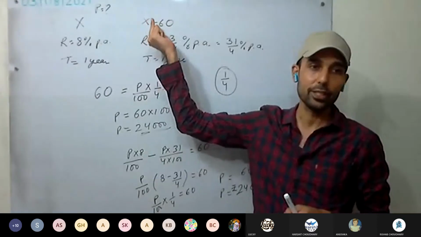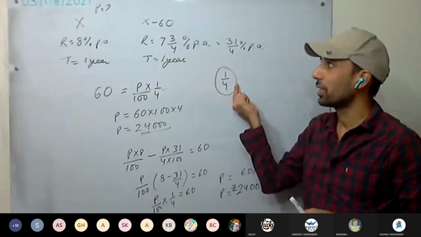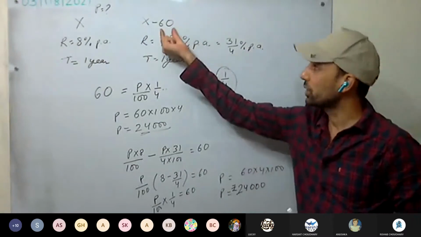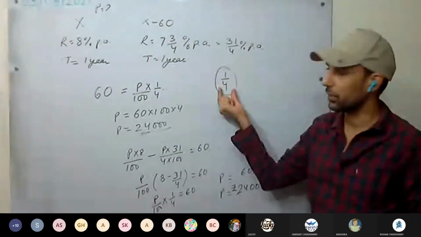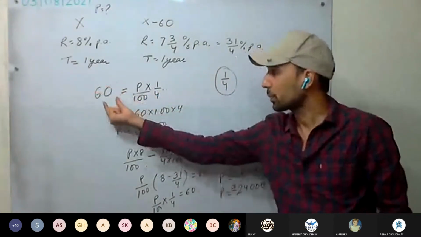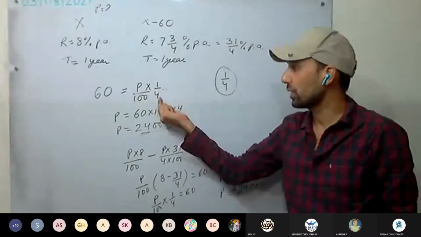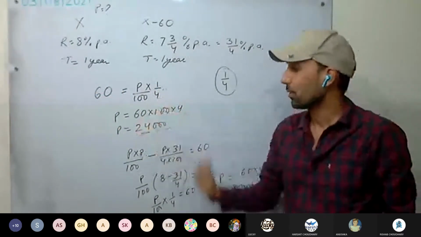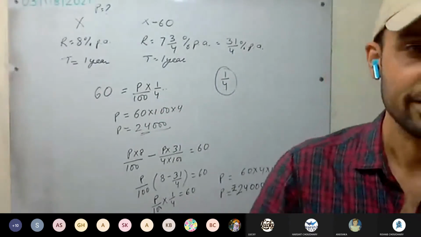Have you understood? He is getting 60 rupees less. Why is he getting 60 rupees less? Because the rate of interest has decreased by 1 by 4. It means those 60 rupees were because of the rate of interest of 1 by 4. So when the rate of interest is 1 by 4, it is 60 rupees. By this much amount his interest has reduced. So the principal we can calculate. Is this clear?